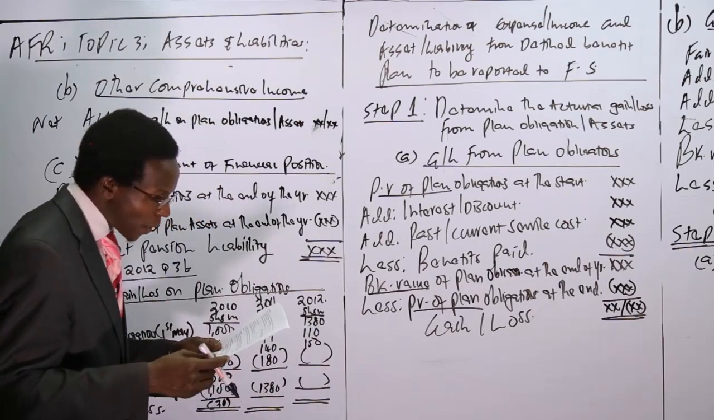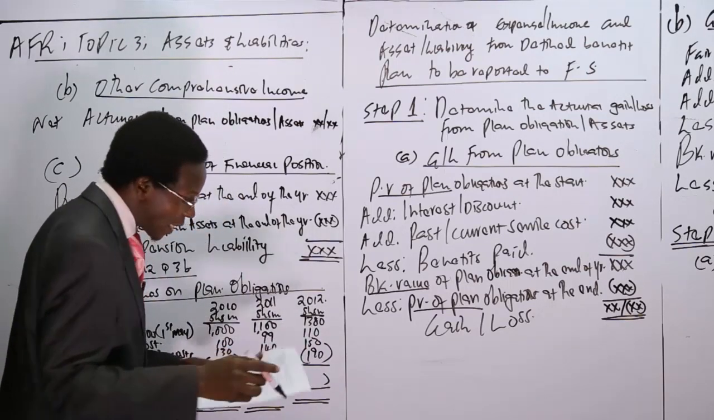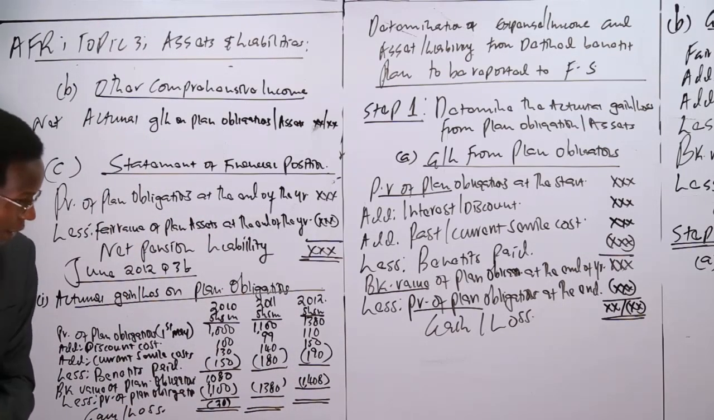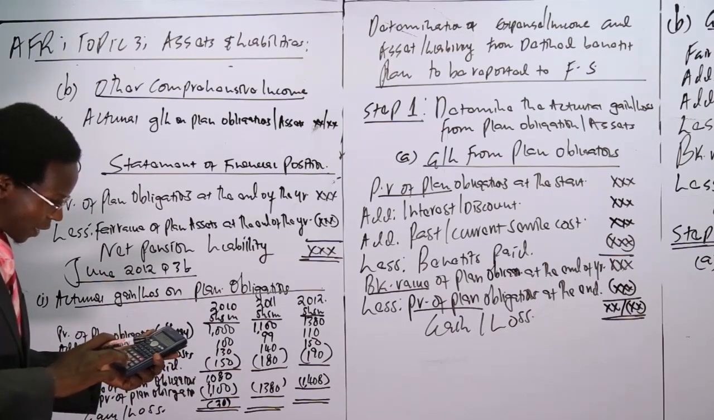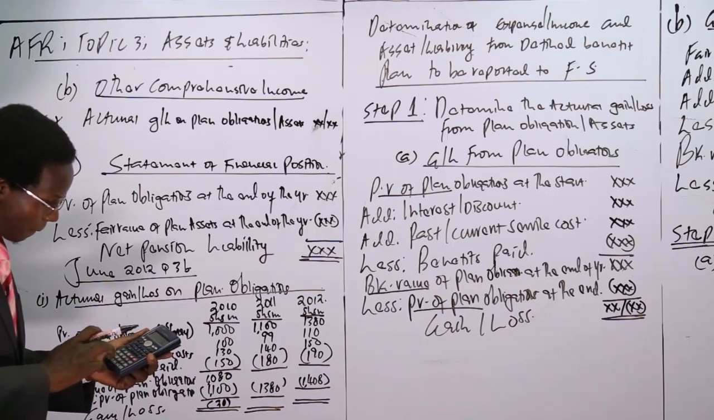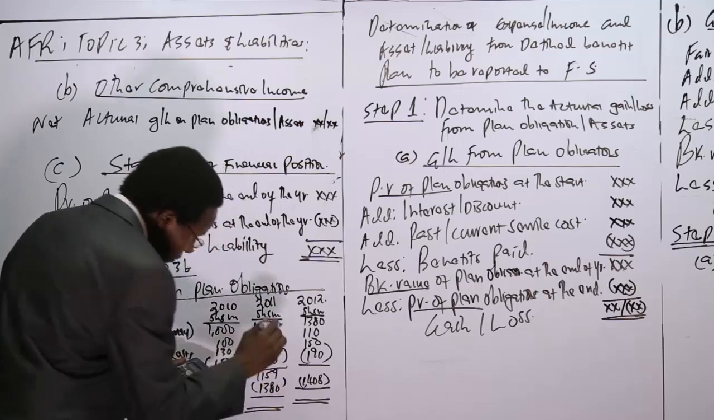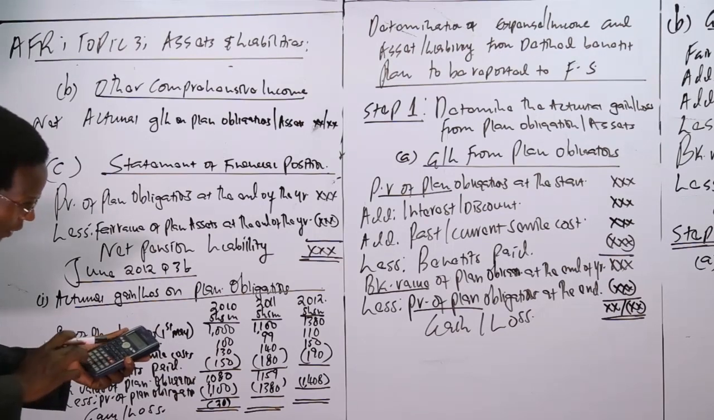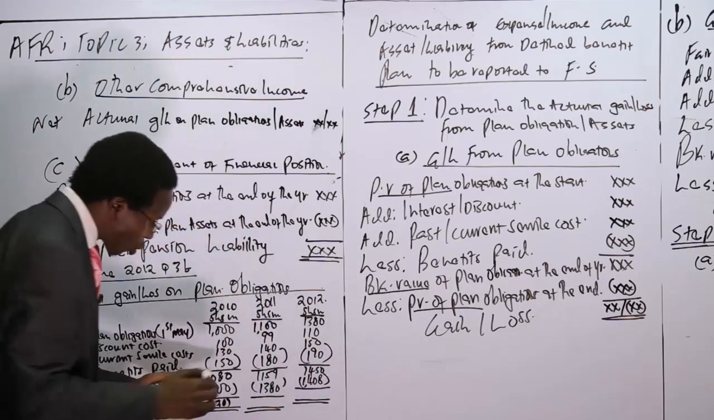Then the benefits we are paying is 190. But the present value of plan obligations at the end is 1408. Now let me take my calculator here and say 1100 plus 99 plus 140 minus 180. So that's 1159. The other one is 1380 plus 110 plus 150 minus 190. That is 1450. Now let's compare them.